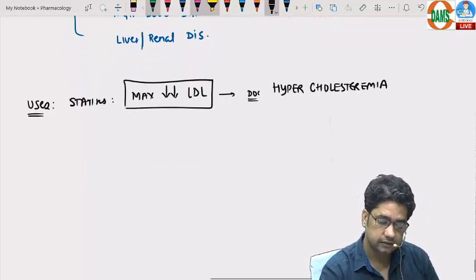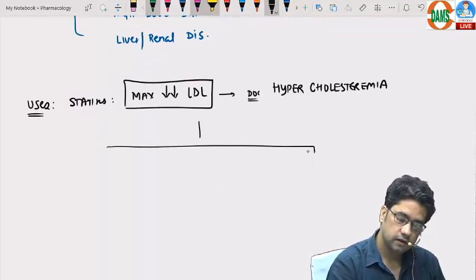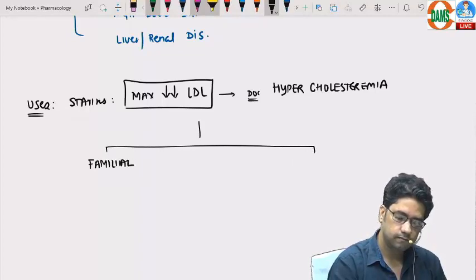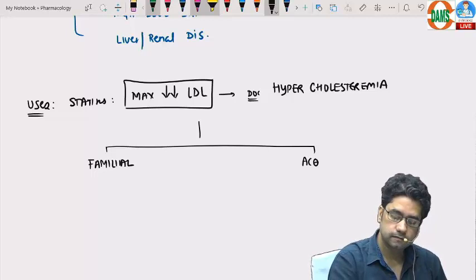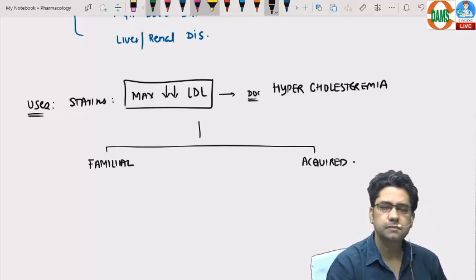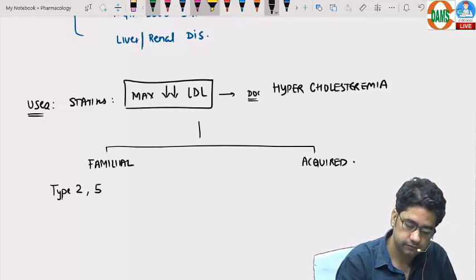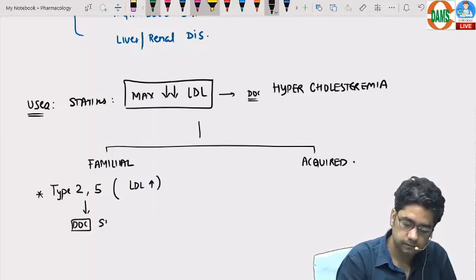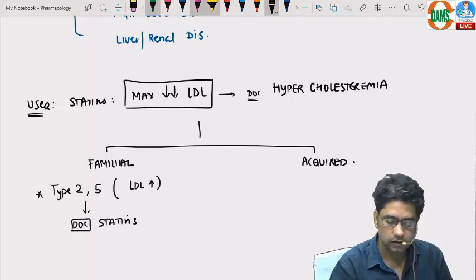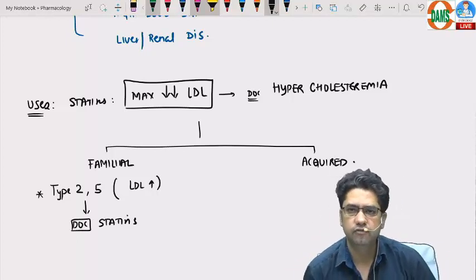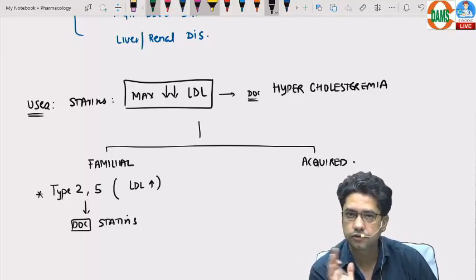Cholesterol का level कब बढ़ जाता है? You will write familial causes and acquired causes. Familial means genetic disease. You'll just write one point: in familial type 2 and type 5, there is increase in LDL level. So here the drug of choice is statin. In familial 2 and 5, what is 2, 5? I will tell you in the last.